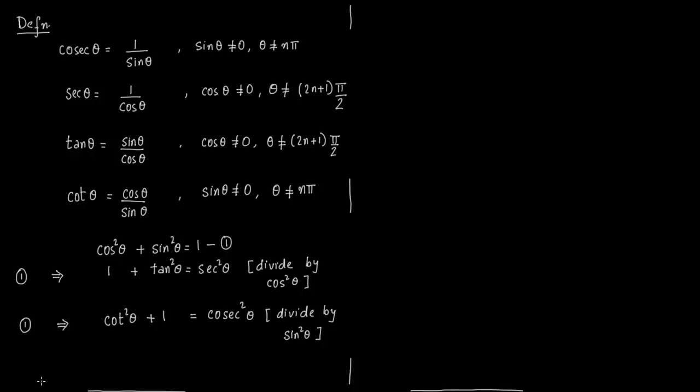So now I want to talk about signs of trigonometric functions in different quadrants. So let me write this down. We want to talk about whether sine theta is plus or minus and cosine theta is plus or minus, depending upon in which quadrant theta is. Now this will be more clear as I draw the picture below.